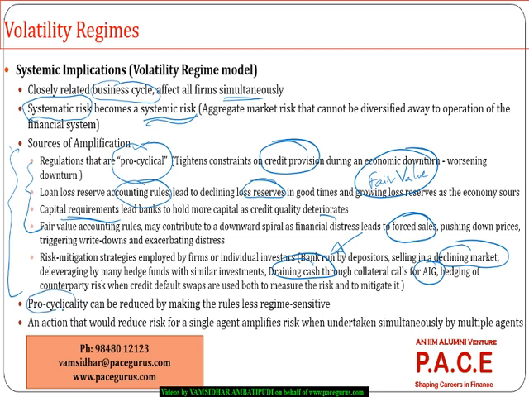This pro-cyclical nature can be reduced by making the rules less regime sensitive. So I should really look at the rule to be more universal rather than changing the rule, especially during a downturn. An action that would reduce the risk for a single agent, we have to understand that it will definitely amplify when it is undertaken simultaneously by multiple players.